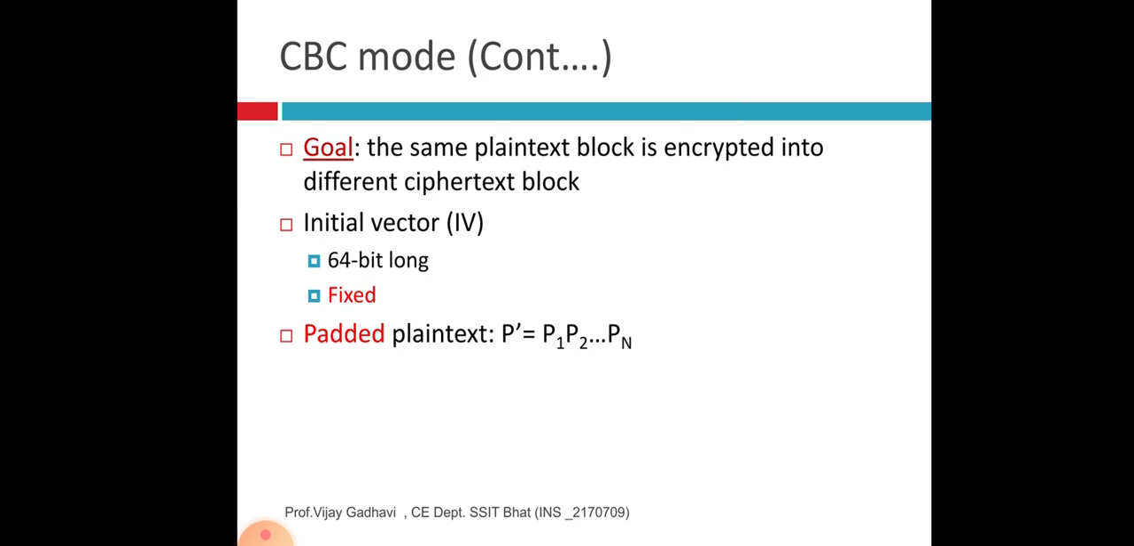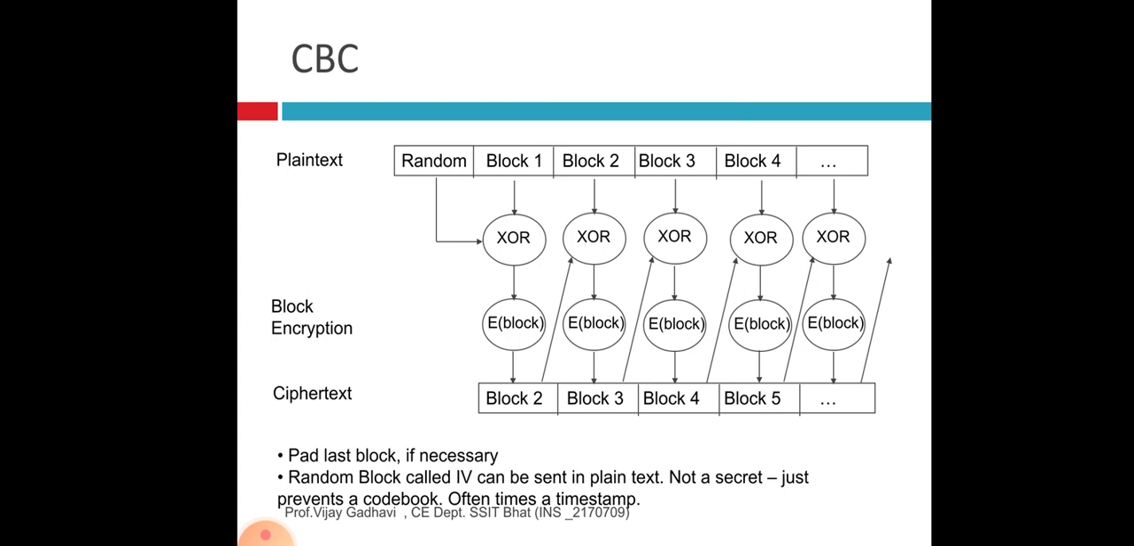The initial vector IV is 64 bits long and is fixed. We use the word fixed because no alteration or manipulation of blocks is possible. The padded plaintext P dash is equal to P1, P2 to Pn. Here is the figure of CBC. We can use XOR operations to manipulate or update a particular bit sequence stored in particular blocks 1 to n, and then the blocks are encrypted as per the desired outcome.